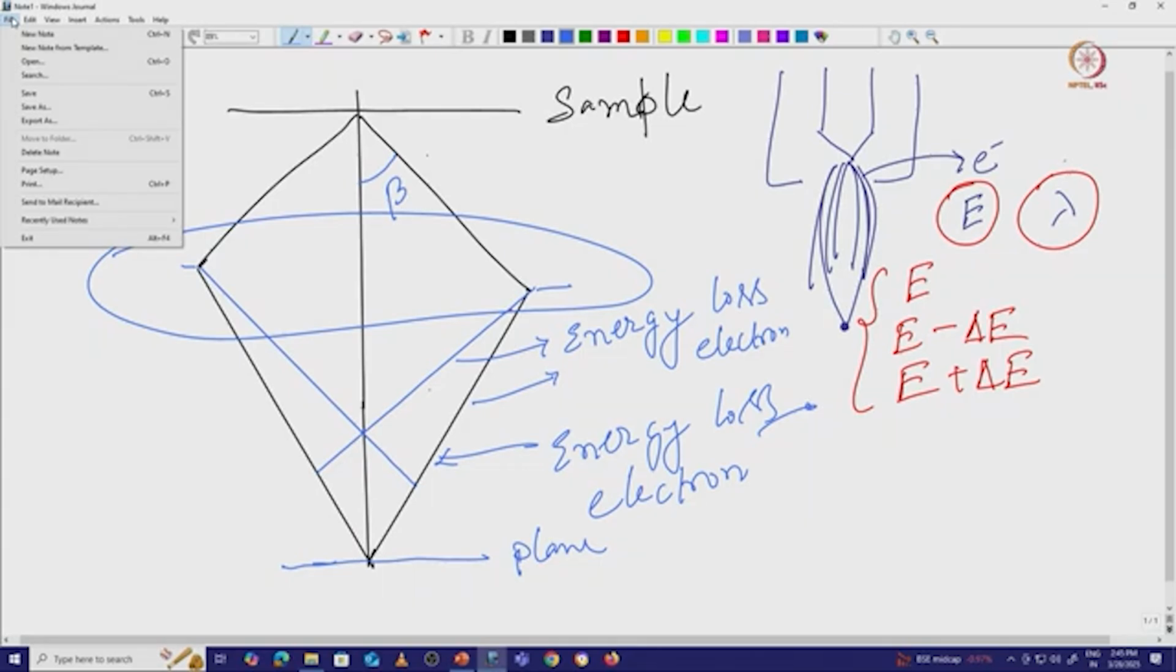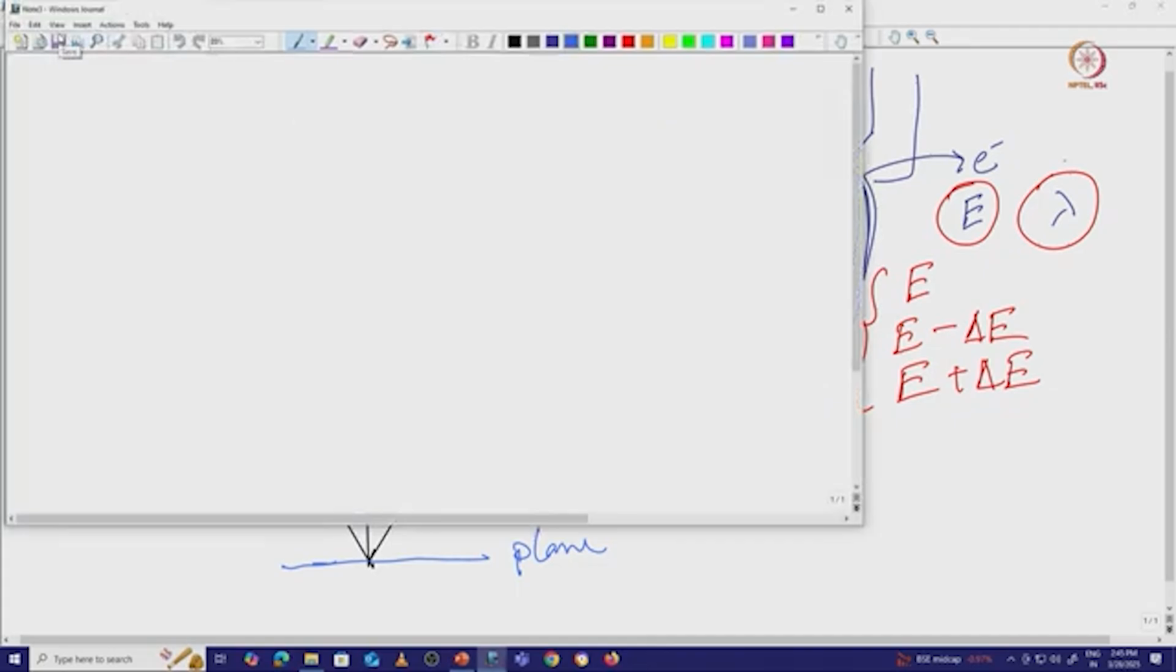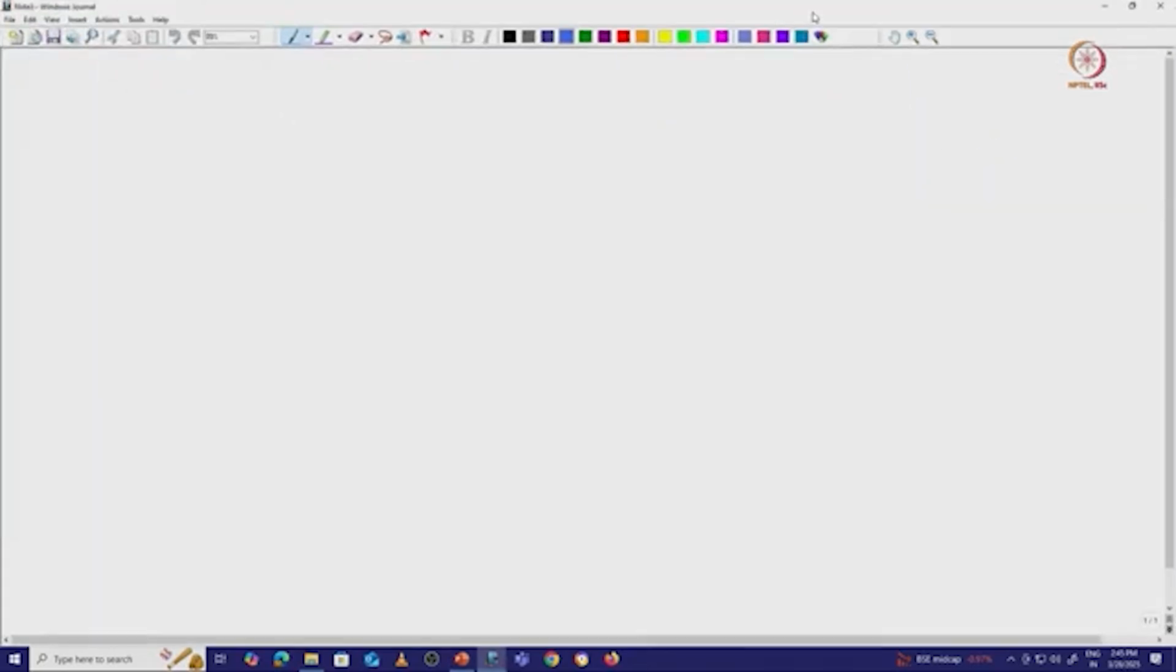Now we are coming to another important point, which is called the spherical aberration. So now we are talking about the spherical aberration. So what is spherical aberration? With spherical aberration, we are always considering that there is a glass lens.